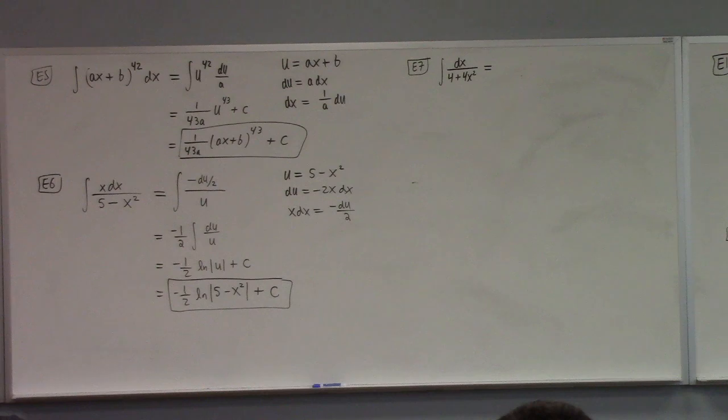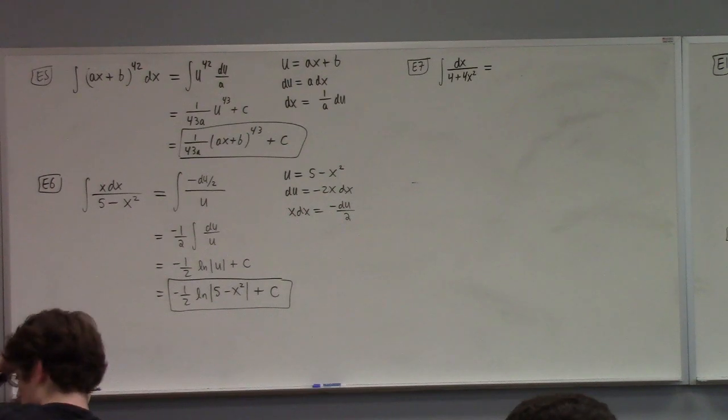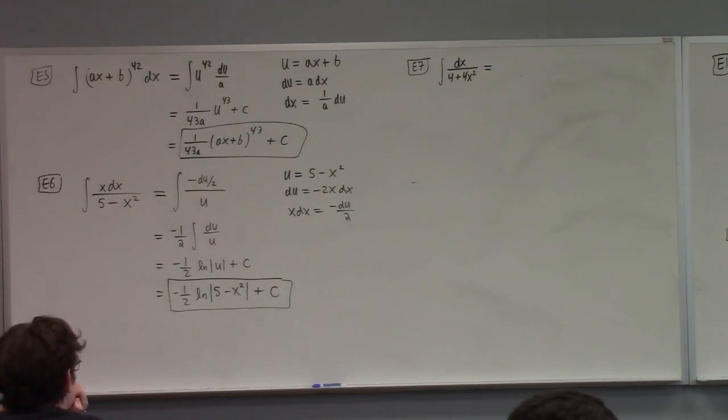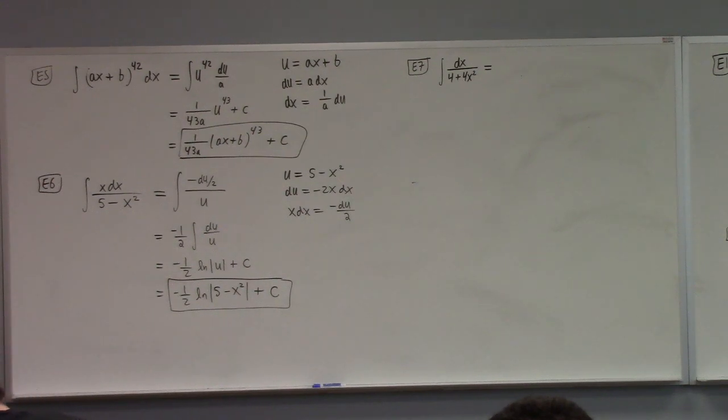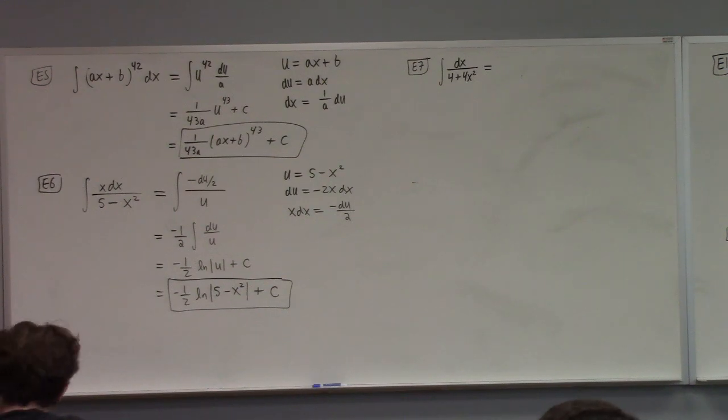It seemed hopeful. Now, if I let the denominator be u, what's the trouble? Why doesn't that work? What's the problem with the denominator being 4 plus 4x squared? Why is 4 plus 4x squared equal to u not going to work for us? What's the problem?